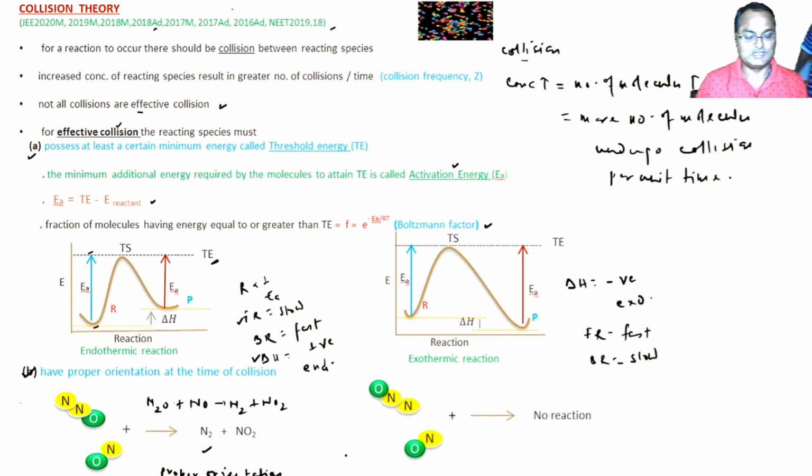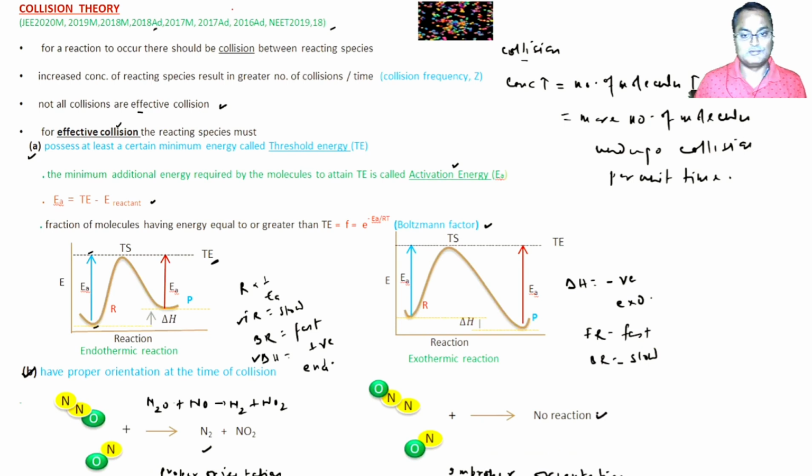In such type of reactions we see there is formation of product. But see, in this case the nitrogen atom collides with the nitrogen atom of nitric oxide. So this is improper orientation. It means that in such type of reaction there is no formation of product or there is no reaction, right?